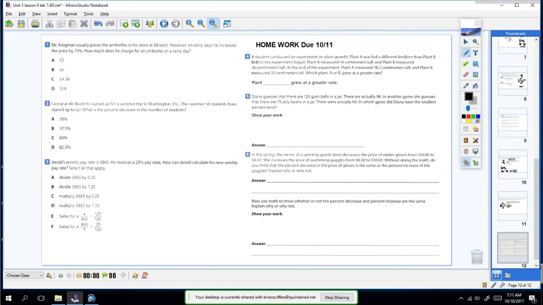So the homework is pretty straightforward, but if you do get stuck on it, let me know. Other than that, it's just 6 problems. Please watch the video. I personally love this lesson. I like finding percent increases and percent decreases and percent errors.